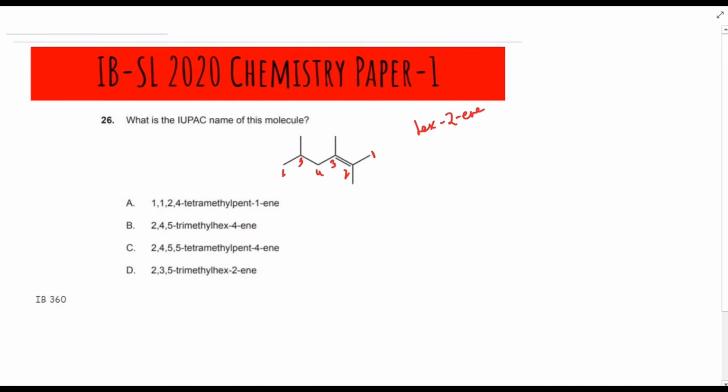And for the substituents, at position 2 there is a methyl group, position 3 there is a methyl group, and at position 5 there is a methyl group. So it's 2,3,5-trimethylhex-2-ene. So for question 26, option D is the correct answer.